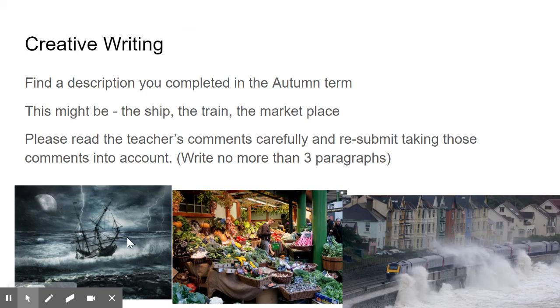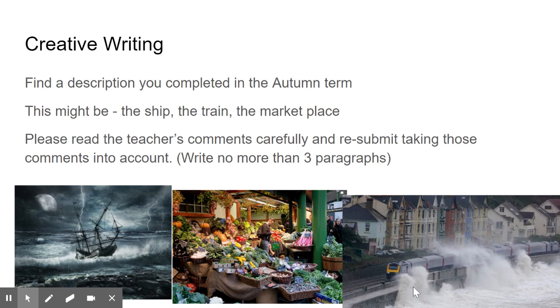But carefully look, choose any one of these 3, have a look at the comments, think, yeah, well, I could have done that better, and then resubmit. There is an assignment for this in the classroom. Don't do all 3, please. Just choose one, maybe perhaps the one that you think you did worst on.